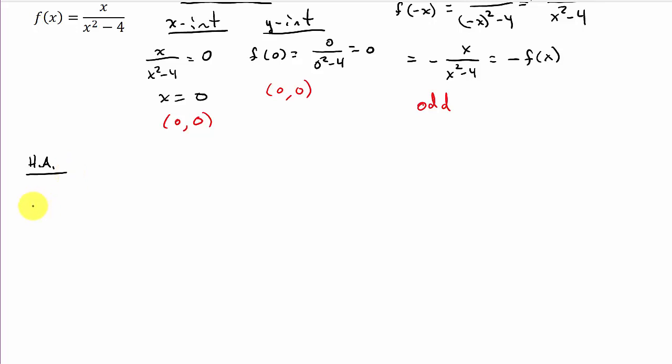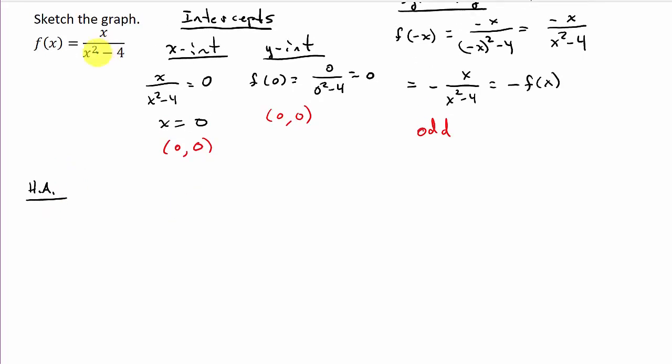To find the horizontal asymptotes, we've got to take the limit of this function as x goes to negative infinity and as x goes to positive infinity. Okay, we're going to do both of them. So remember how to evaluate limits as x goes to negative infinity or positive infinity. If you need a refresher on it, I've got some videos on that and you can go check those out.